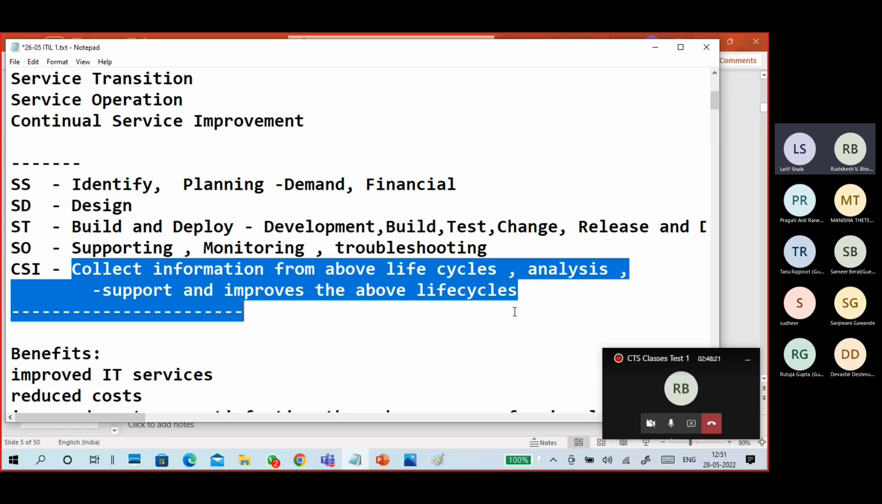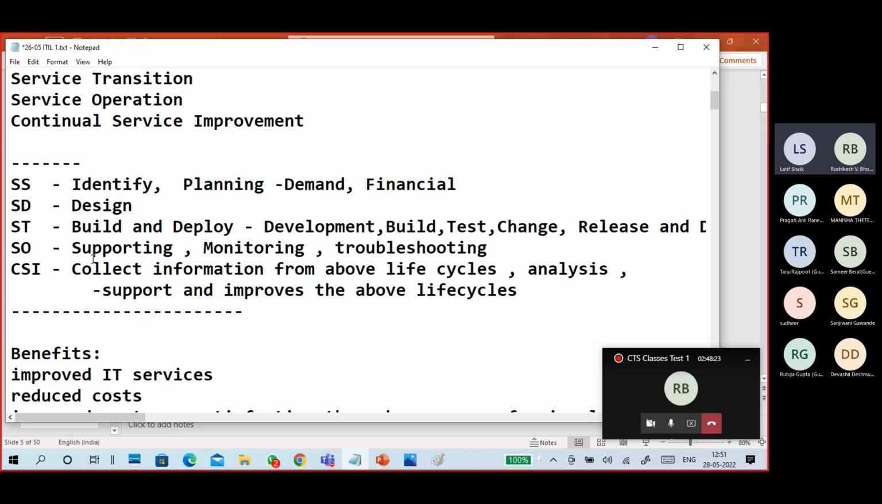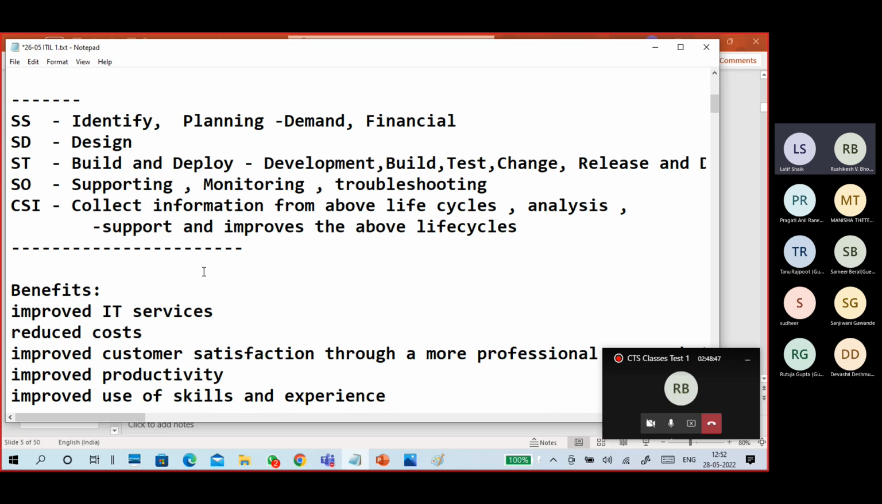Okay, so next is CSI, continual service improvement. So observations from the designing, planning, development, build, deploy, issues, customer issues and all feedback. So we can understand what type of service you have to build, what the improvement process is, and then we can improve the business. So this is about your ITIL.